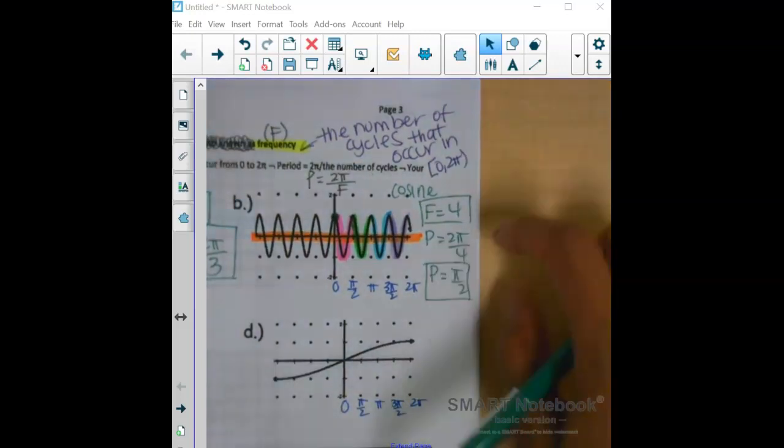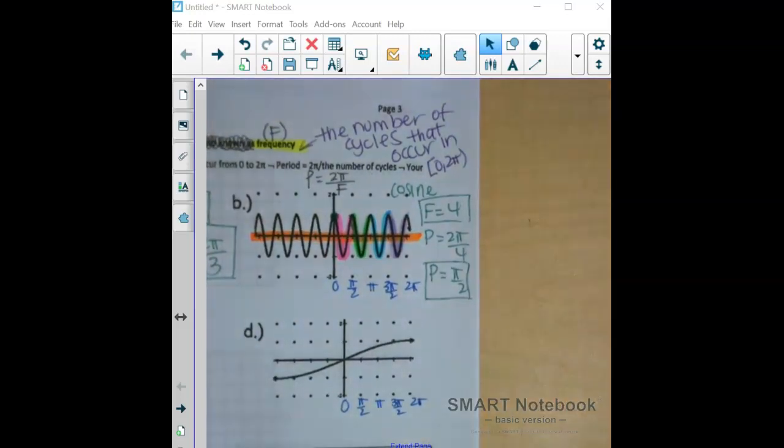I just want you to do this exact same piece for letter C. So right now, C is in cat. Get your highlighters ready. Find out what your frequency is going to be and the period. So go ahead and do that right now.